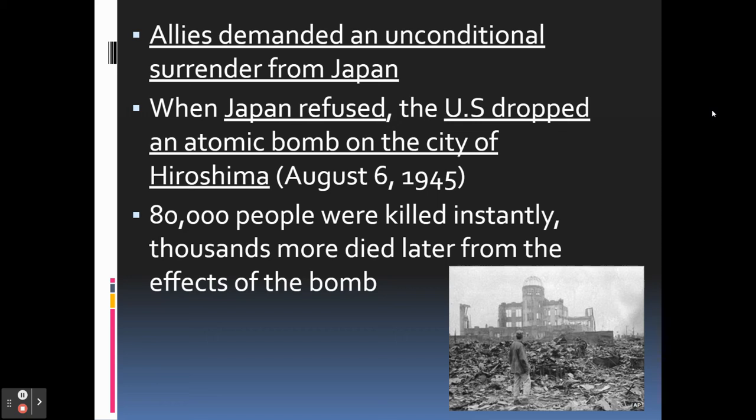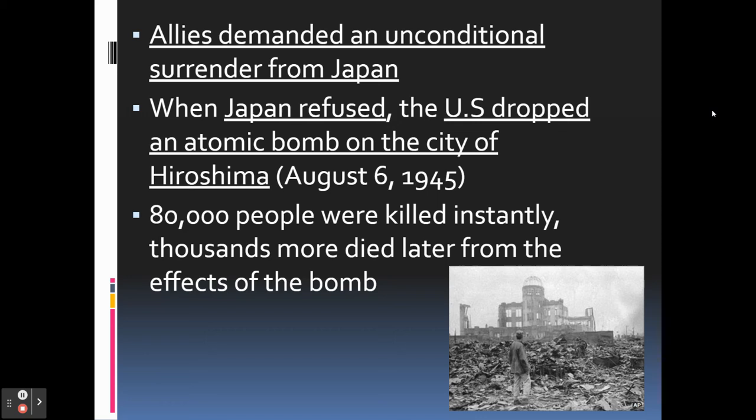This is the one and only time that someone actually used an atomic bomb against a population of people. And that was Hiroshima, August 6th, 1945. What did this do? Well, you can see from the picture, it pretty much leveled a city. 80,000 people were killed instantly from the explosion.